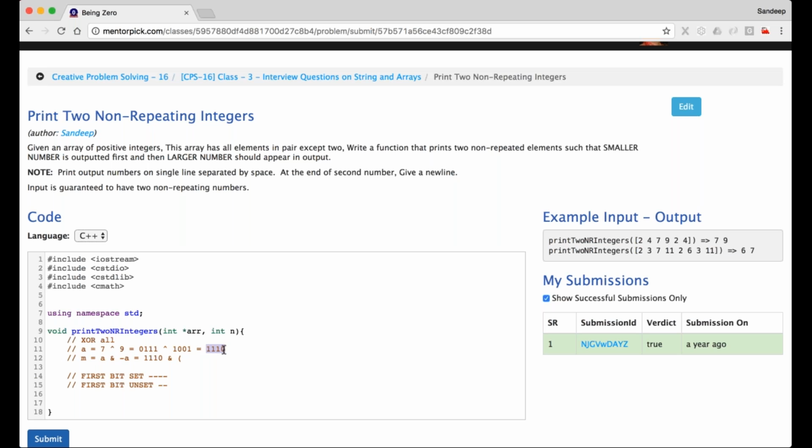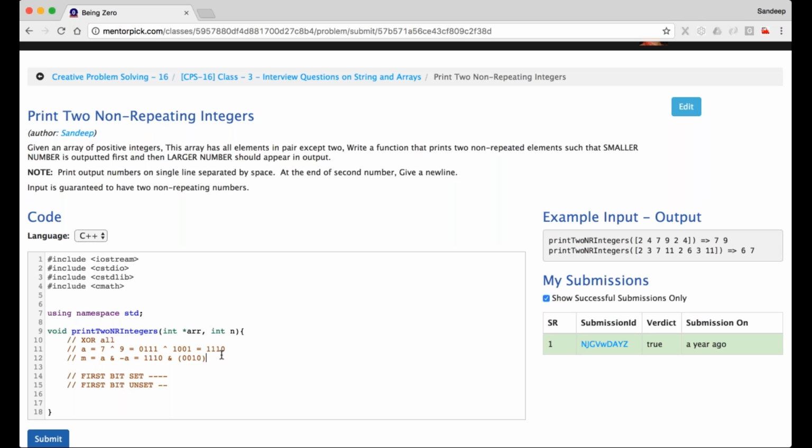So the 1's complement of this number: all 1s will become 0, all 0s will become 1. So this is the 1's complement, and we add plus 1 to it, that will give us the negative number. So if we add 1 here, this last will become 0 and this will become 1. So the negative value of this number will be this.